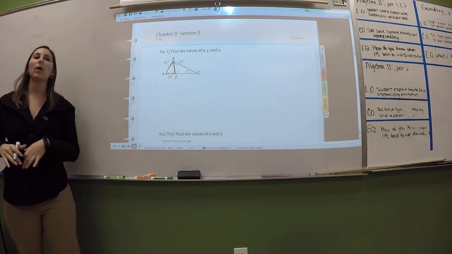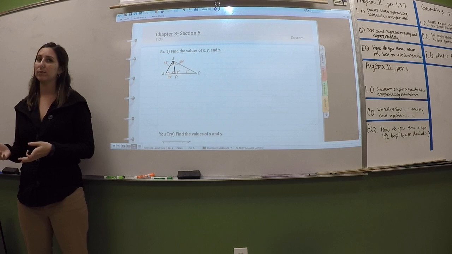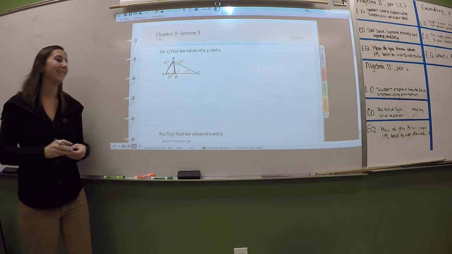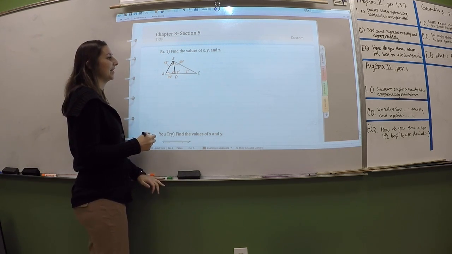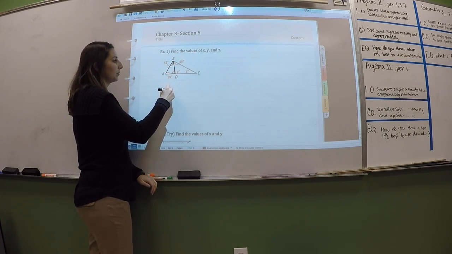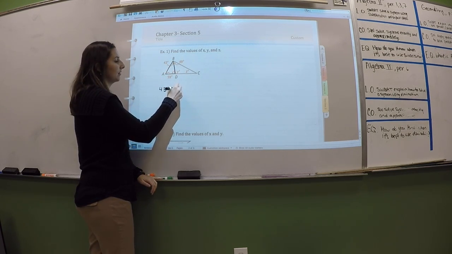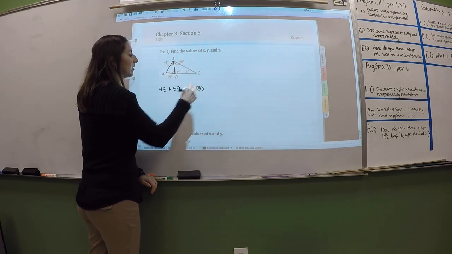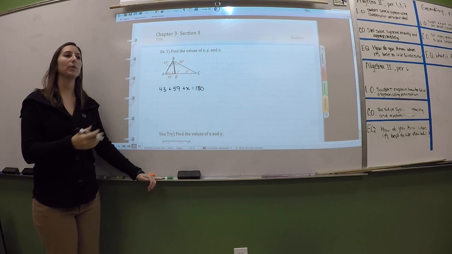So what do we know about the angles within a triangle? When you add them up, they equal 180. Alright, so that means that this angle, 43, plus this angle, 59, plus the angle x has to equal 180 degrees. Yes? Okay, so that's how we're going to solve for x.